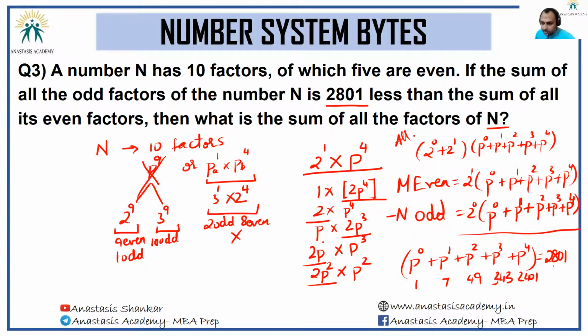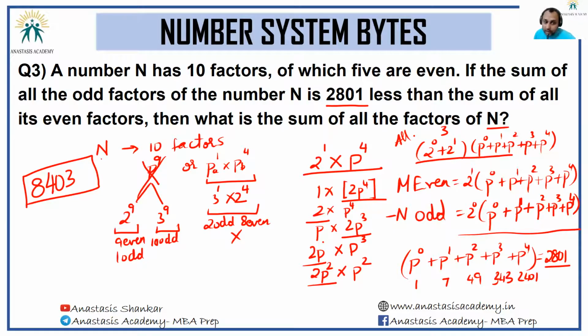Yes, you will get 2801 from this. You can plug in, but can you see the final question was simply the sum of all factors? We know it is 1 plus 2, 3 into this bracket. As soon as you arrive at this result, you can get your final answer: 2801 into 3, which is 8403. Sum of all factors of n is 8403.